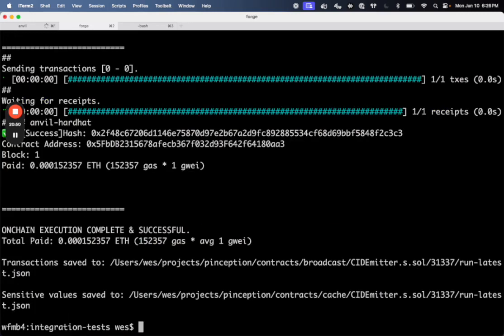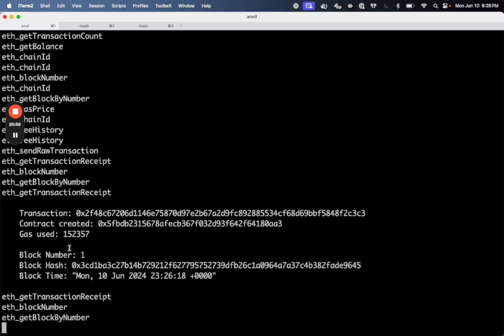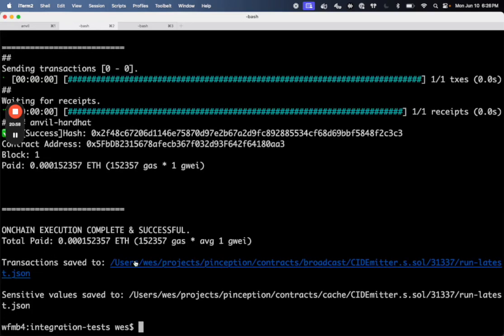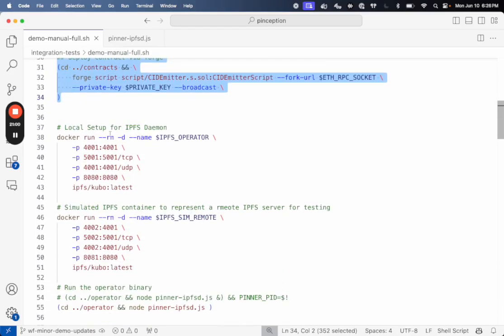So let's send that to our Anvil chain. Okay, right into Anvil Hardhat. And it looks like this was picked up as a transaction. Perfect. Now we're going to run a couple of things.